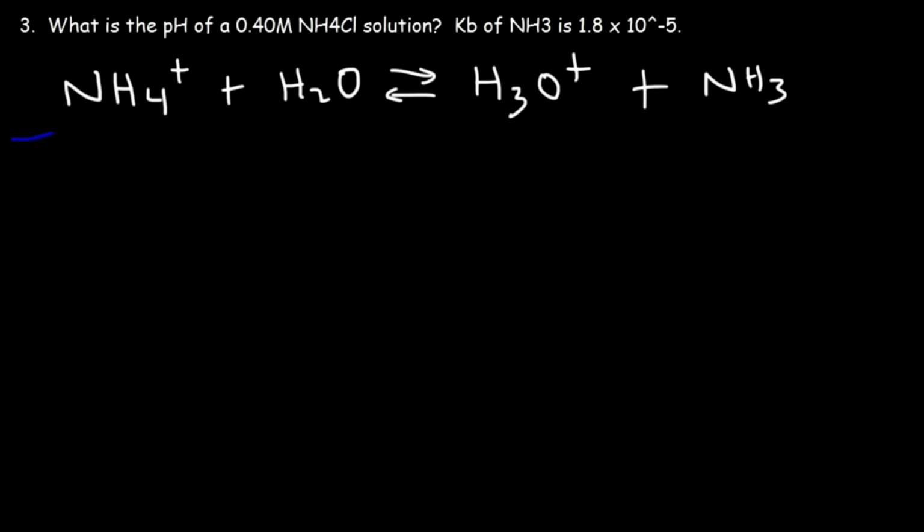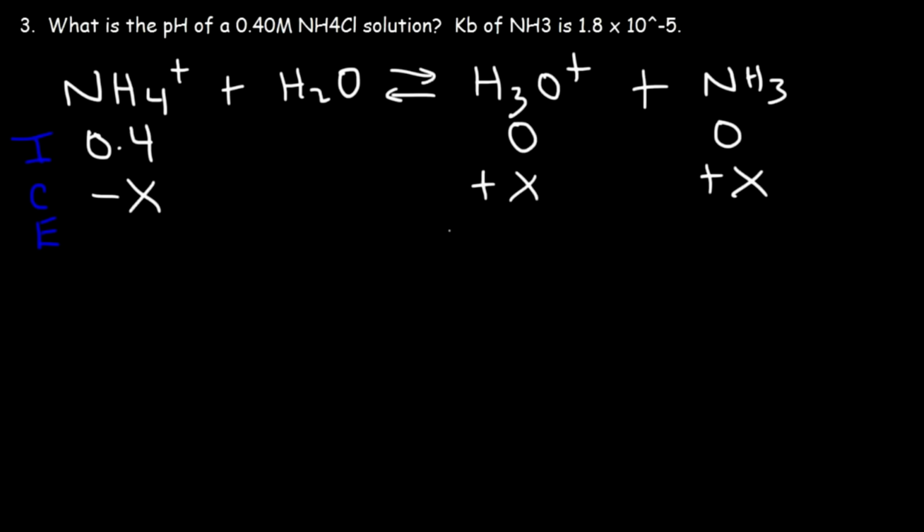Now let's make an ice table. So initially, this is going to be 0.4, and as usual, this is 0, 0. The reaction is going to shift to the right, increase in the products by X, decrease in the reactants by X as well.